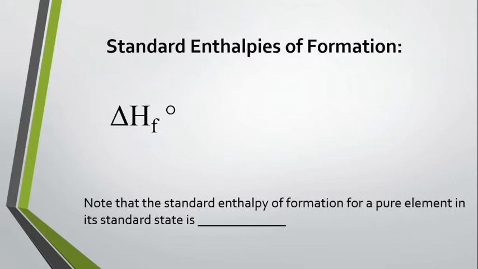So, this way involves something called the standard enthalpies of formation. Now, remember, enthalpy is this delta H thing. So we've already talked about that before. But this standard enthalpy has this little circle up here to say we're in their standard state, meaning we're dealing with forming these elements and compounds the way they would naturally at room temperature.